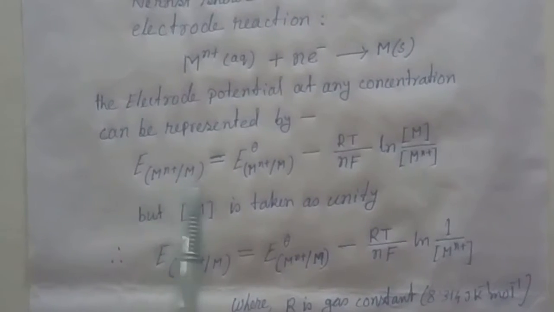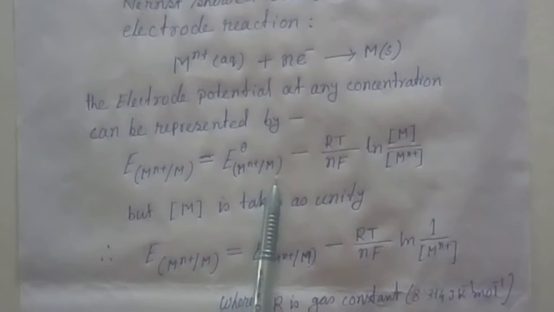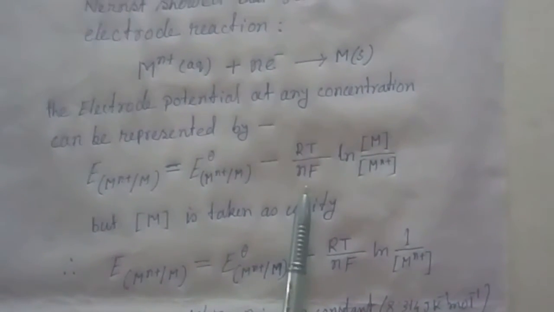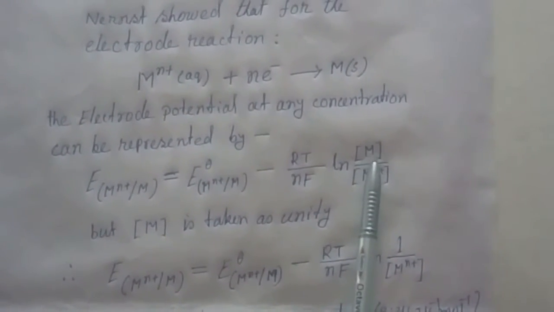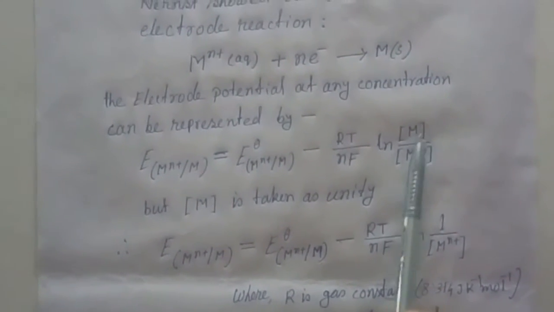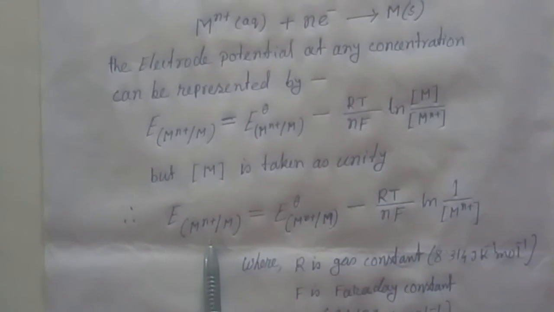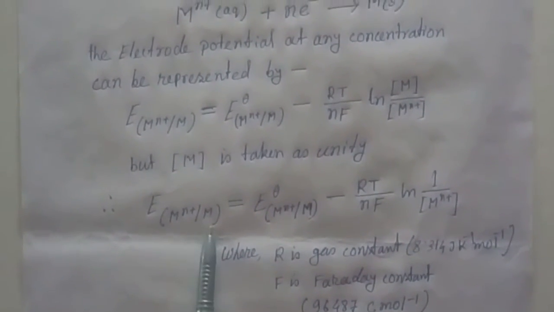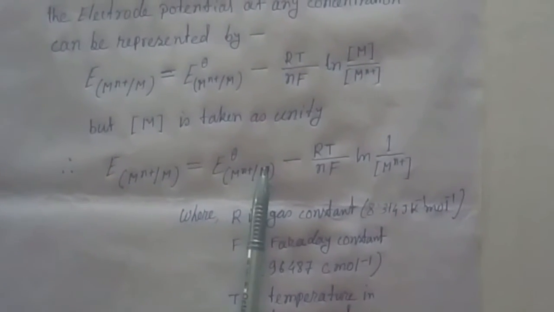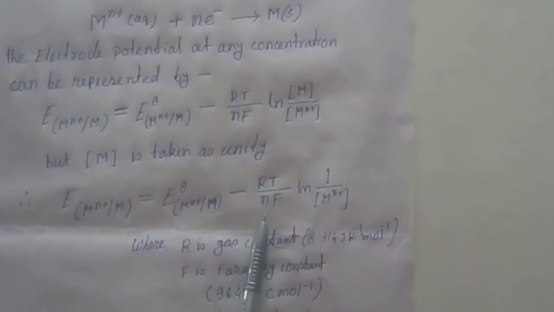the electrode potential for this reduction reaction, that is E = E standard electrode minus RT/nF ln of concentration of M by concentration of M^n+. This is the concentration of the solid metal, and the concentration of the solid metal is taken as unity. So the electrode potential for the electrode is equal to the standard electrode potential minus RT/nF ln of 1 by concentration of M^n+.